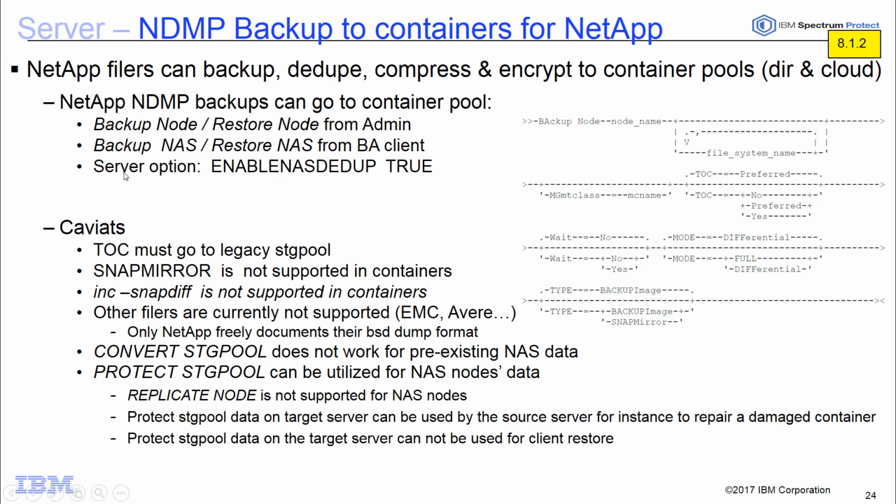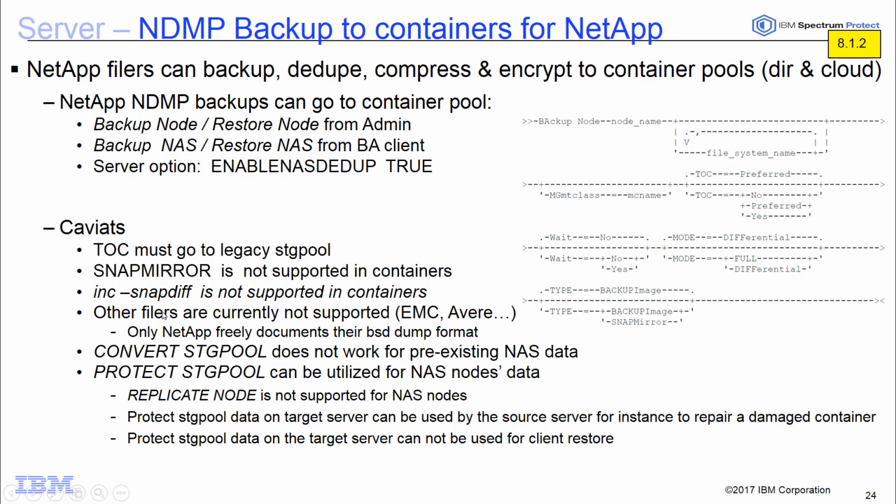You do have to have your server option enable NAS dedupe set to true. Some of the caveats on this support are that your table of contents, so that you can do file level restore, must be written out to a legacy storage pool. That cannot be written out to a container. Also, SnapMirror is not supported for containers, nor is your snapdiff command.